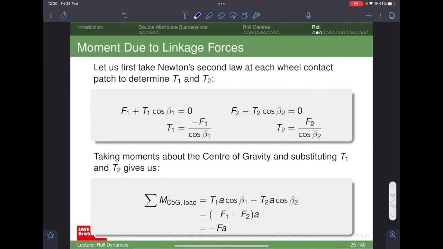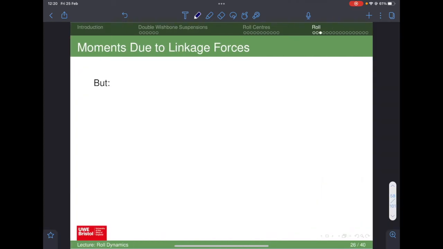Don't worry, I won't ask you to derive this equation in any assessment. Okay, it's not a thing, but you need to understand where it comes from.